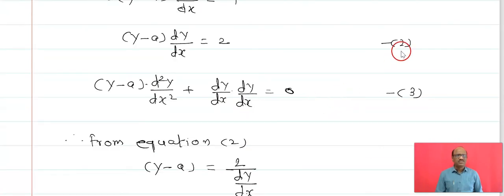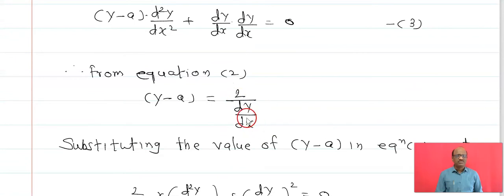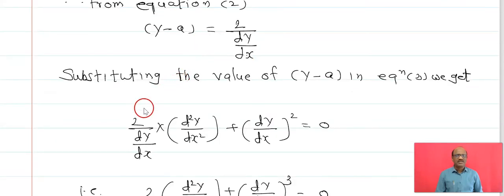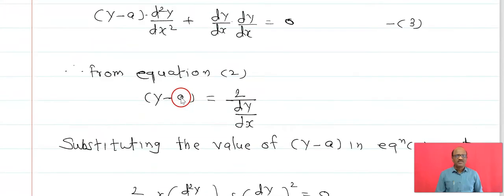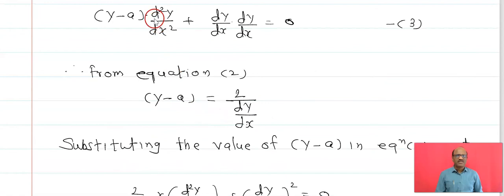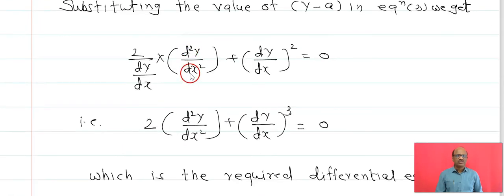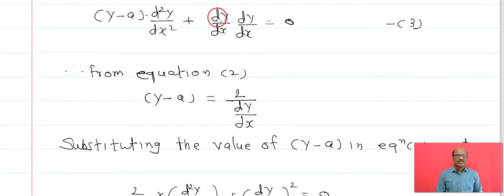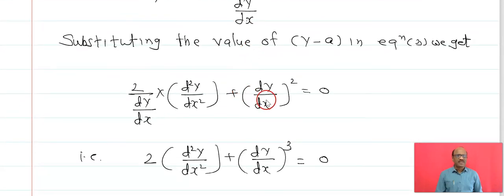Therefore, what's happening in equation number 2? That is y minus a equals 2 upon dy by dx. And we will substitute this value of y minus a in equation number 3. And then you will get 2 upon dy by dx. See this here. The value of y minus a, which is 2 upon dy by dx, we are substituting here. The second term is as it is. That is d2y by dx square plus dy by dx into dy by dx, which becomes bracket square.